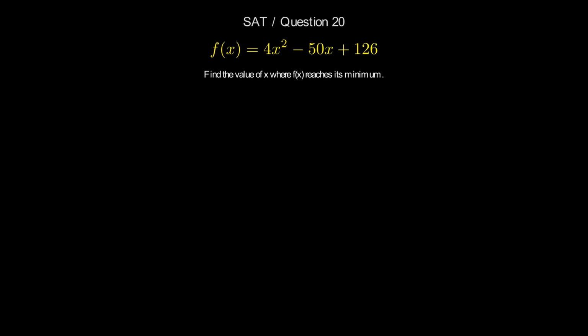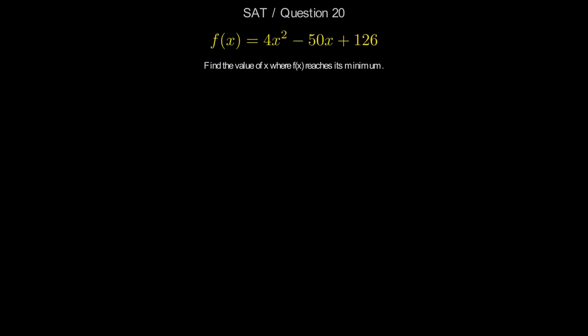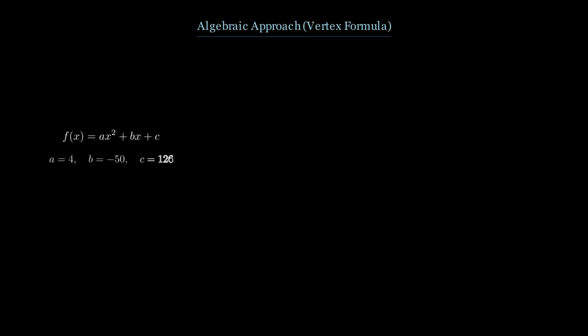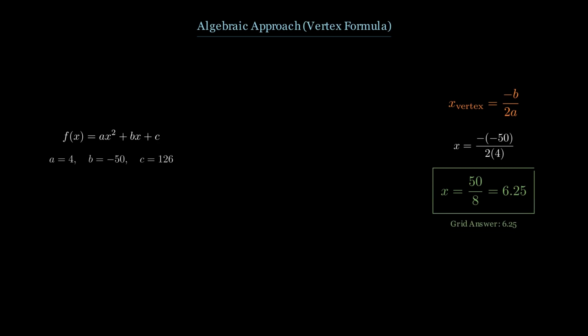Here is our function: f of x equals 4x squared minus 50x plus 126. We need to find the value of x where the function reaches its minimum. To solve this algebraically, we will use the vertex formula x equals negative b over 2a. From our equation, a is 4 and b is negative 50. Let's substitute these values. We get negative 50 divided by 2 times 4. This simplifies to 50 over 8, which gives us 6.25. This is our final answer.